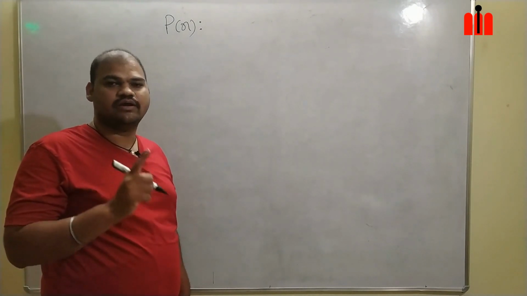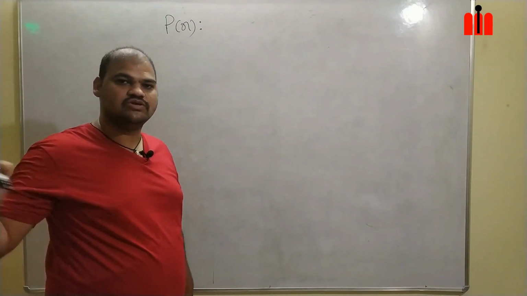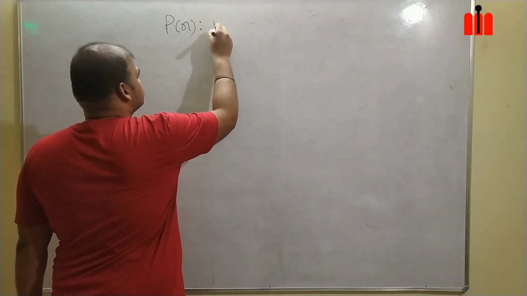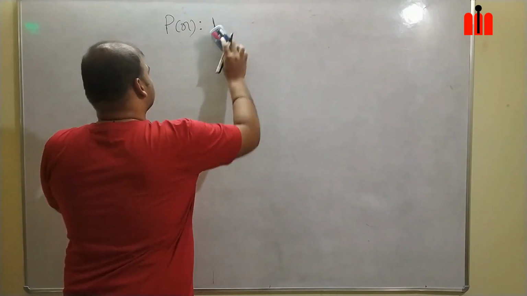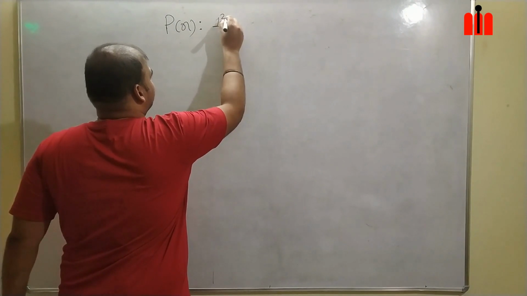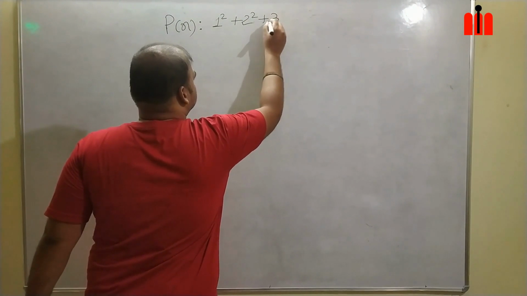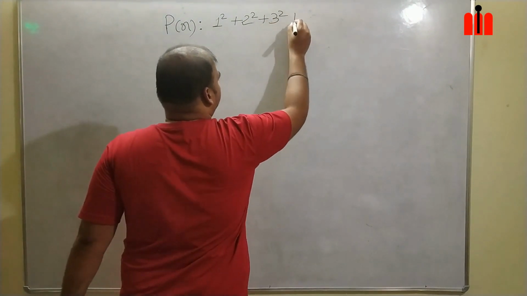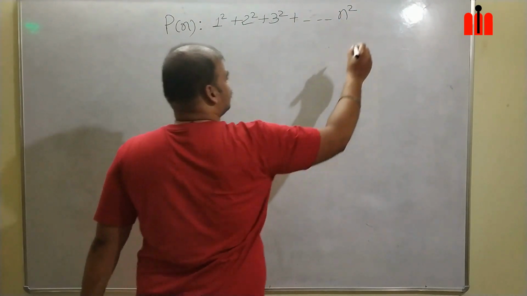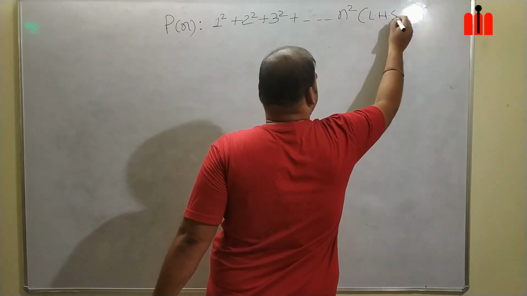It will be 1 square, 2 square, 3 square up to n square. These all summed up, so I will write it as the sum of 1 square plus 2 square plus 3 square plus dash dash up to n square. This will be my LHS.